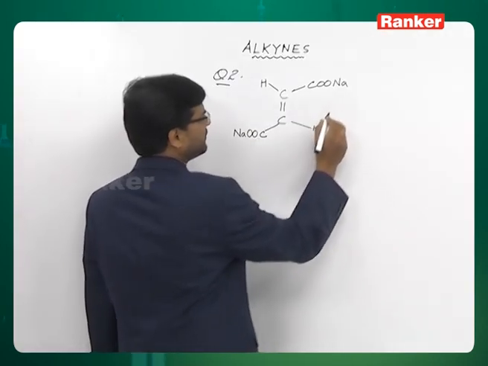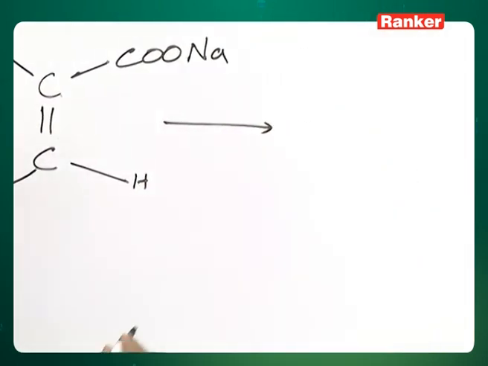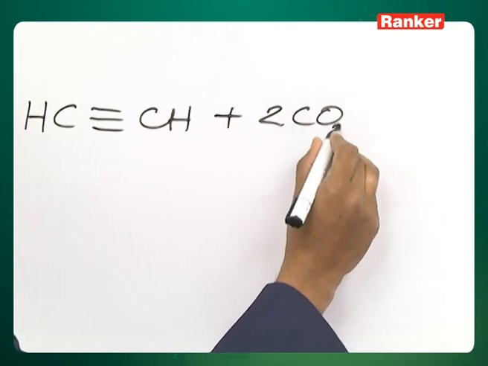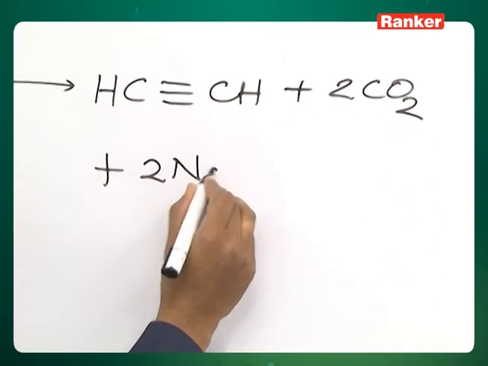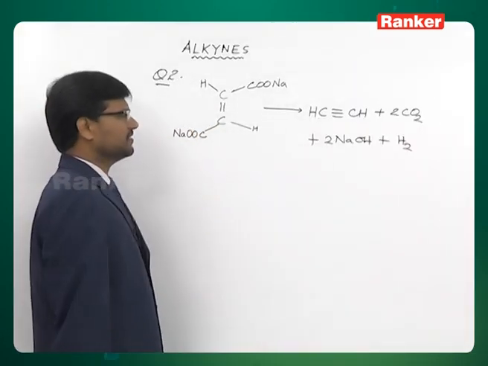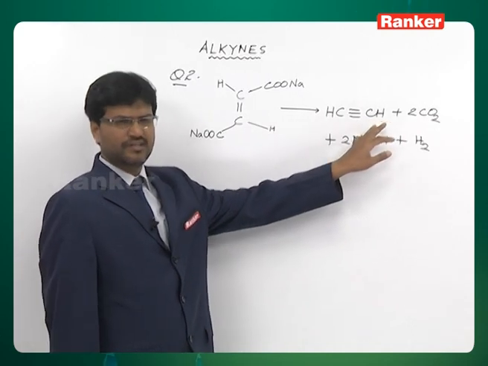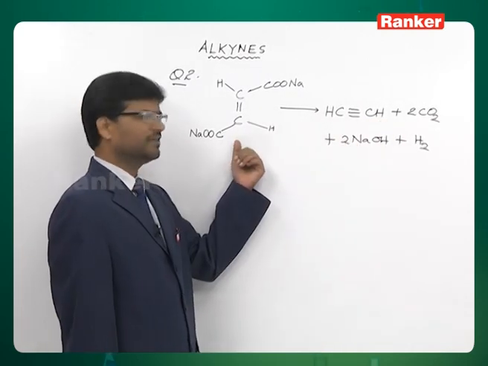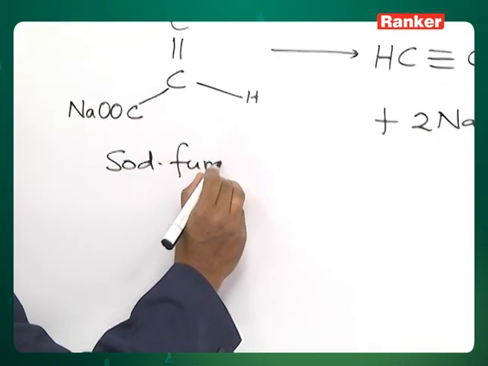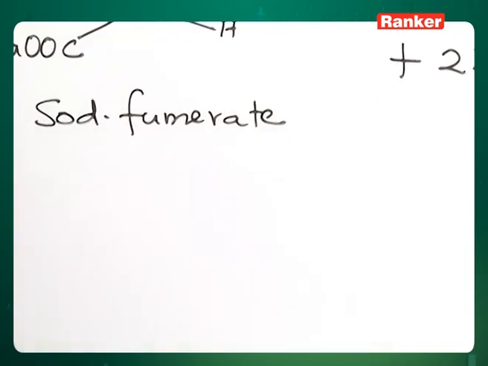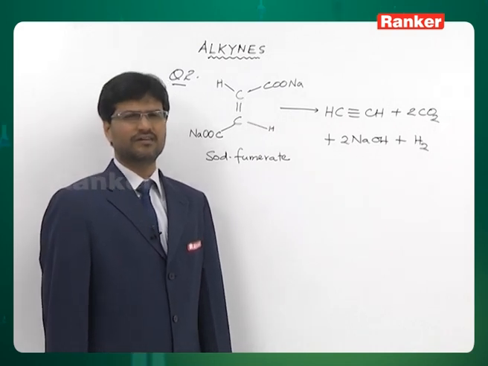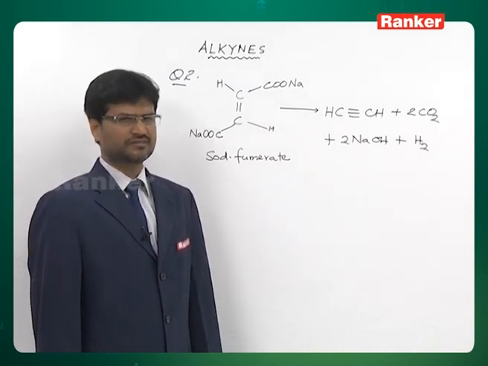This is sodium fumarate. When it undergoes electrolysis, it will produce HC triple bond CH, 2 moles of carbon dioxide, 2 moles of NaOH left out in the solution, and hydrogen gas is produced. So this is the product which is obtained. Ethyne is prepared by electrolysis of sodium fumarate. This is sodium fumarate. Whereas sodium succinate gives ethene, sodium acetate will give ethane on electrolysis, Kolb's electrolysis.